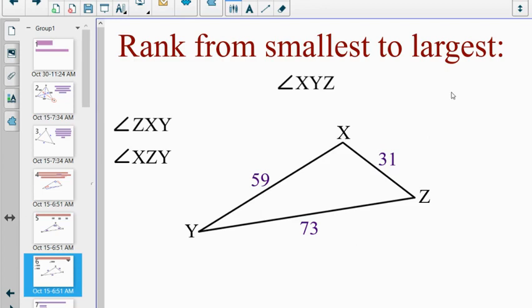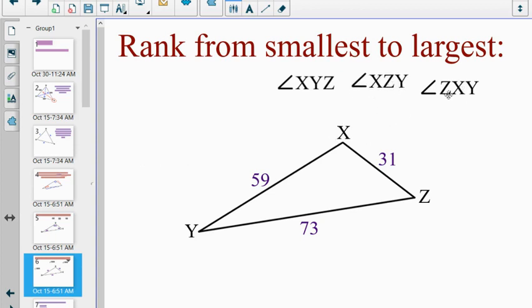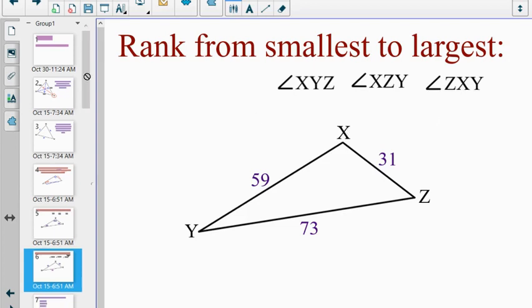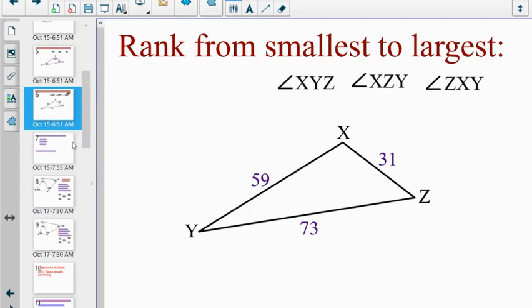The one that will be largest is the one that is opposite the longest side. So 73 is our longest side. The angle opposite that has X as the vertex. Angle ZXY is opposite the longest side. And so the one that's left is in the middle. So ranking from smallest to largest according to the sides that are opposite those angles.